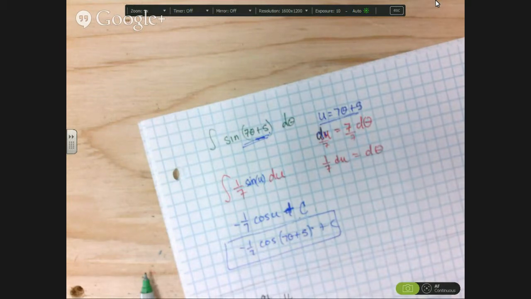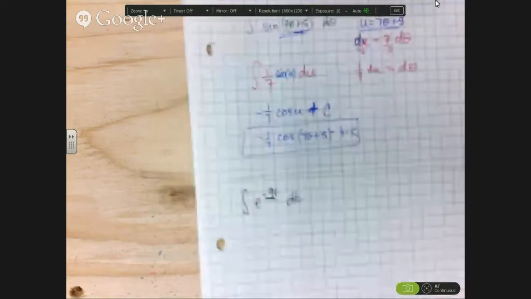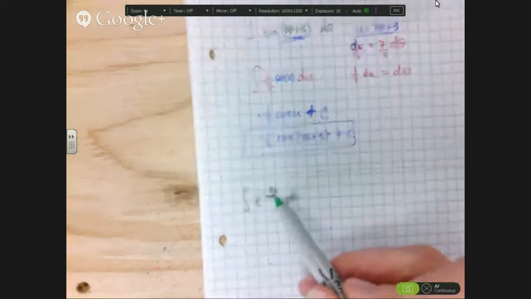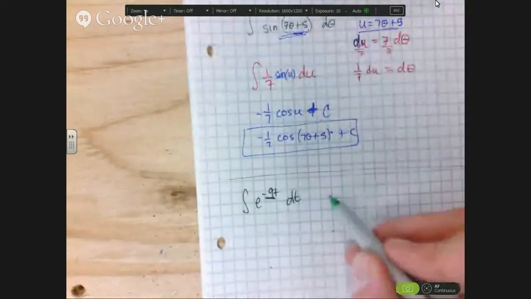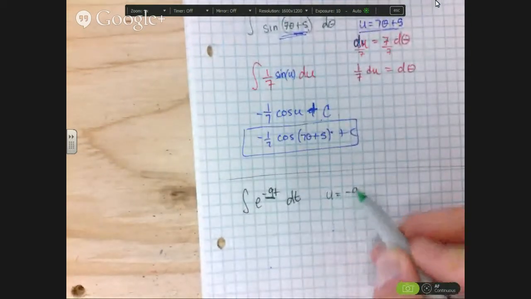How about E? Well, you should identify your u pretty easily here. The derivative of that is just a number, so we're just going to have a number out here. Let me scoot up for you. The derivative of this negative 9t is a number. That's what we have out here, is just a number. So u equals negative 9t.